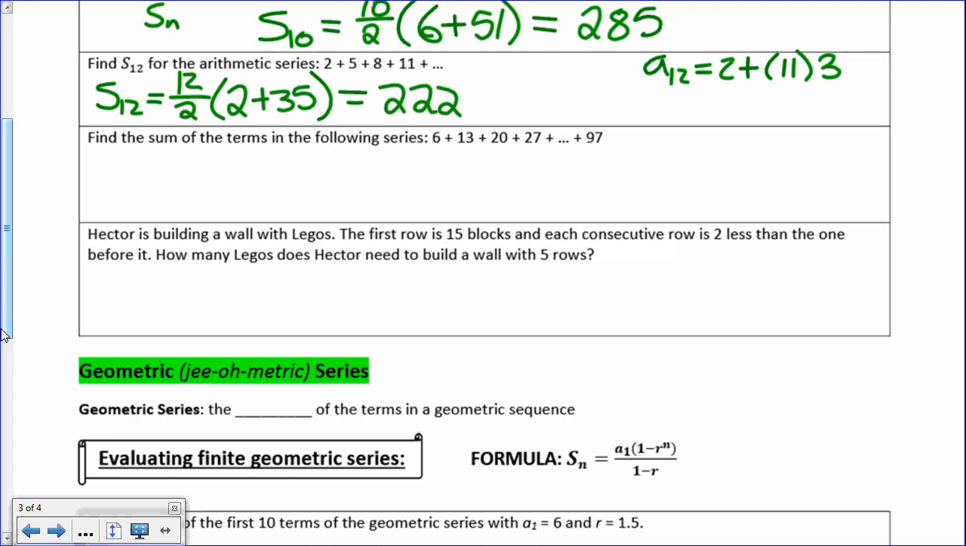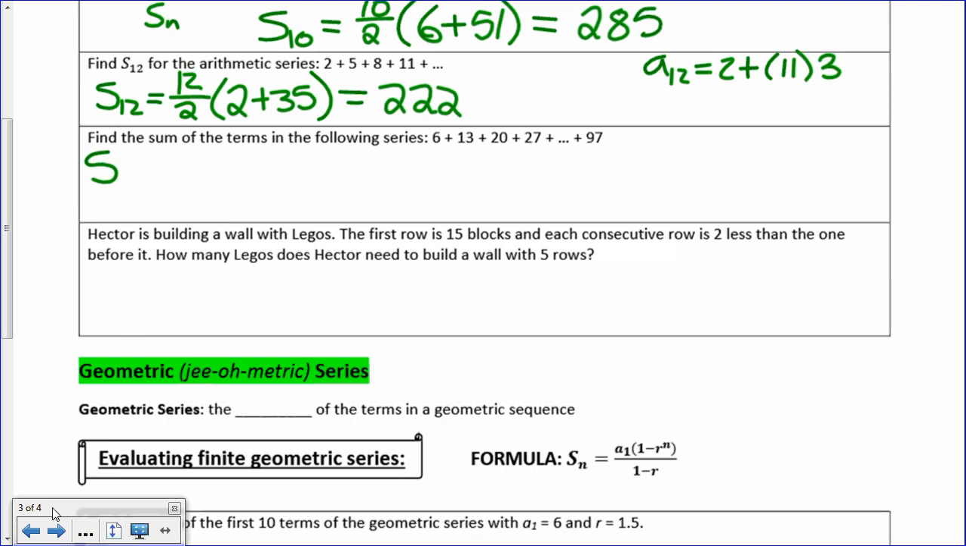So this one says, find the sum of the terms in the following series. They have 6, 13, 20, 27, ... 97. What does that ... mean? There's terms in the middle there that we don't know, but ultimately it's going to end at 97. Okay? So this one has a different approach that we're going to use the same formula, but with a different approach.